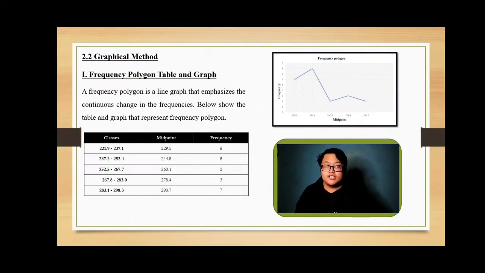Today we'll be talking about graphical method. So what is graphical method? Graphical method is divided into two. One is the frequency polygon table and graph, and the other one is the ogive table and graph.